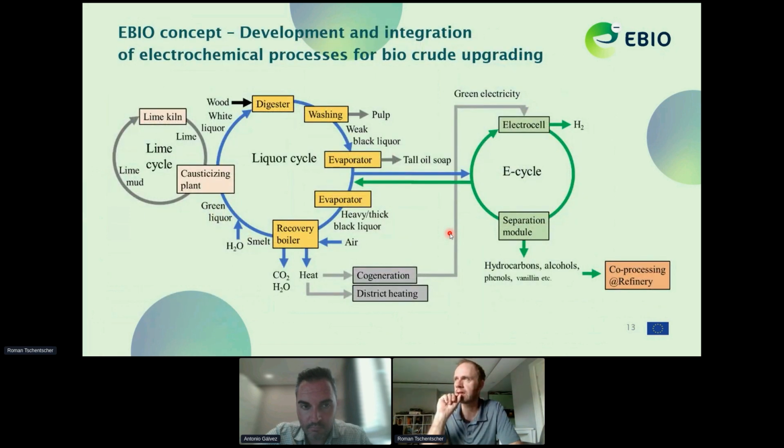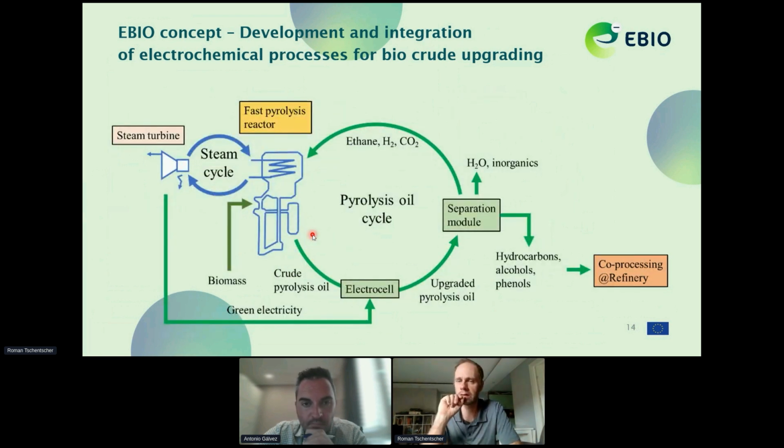So the integration of those electrochemical processes in the mother process would be for the pulp mill to separate a stream of black liquor from the liquor cycle, run it through an electrochemical cell, and then separate the monomeric components. Everything which is still in a polymeric state goes then back to the liquor cycle and is used in a standard fashion in the pulp mill.